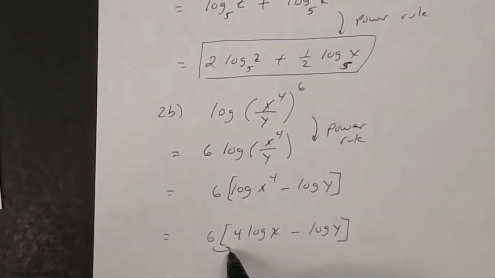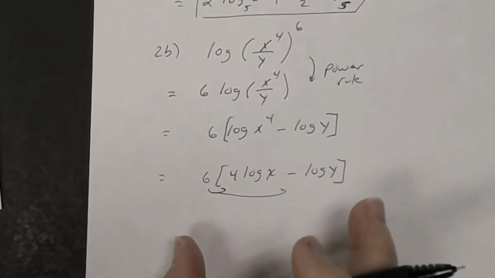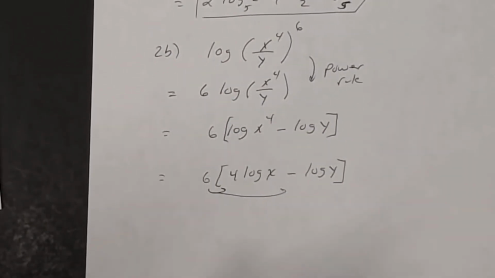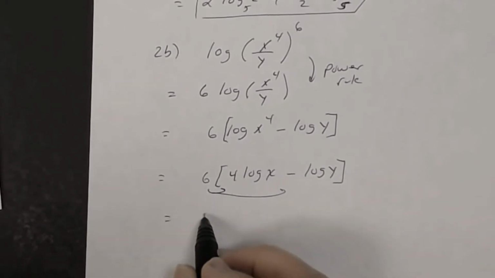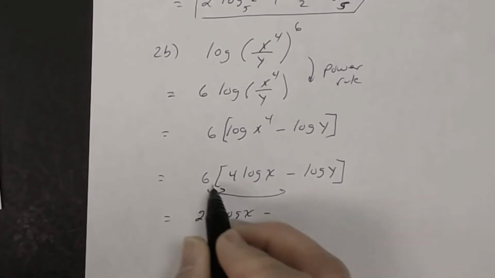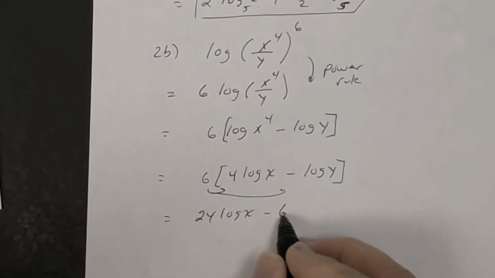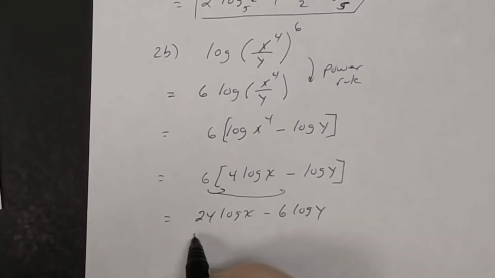Now let's go ahead and get rid of the bracket. All right, so you need to do that also. You need to clear as much of these grouping symbols as possible. And so I get 6 times 4 is 24 log of x minus, and then 6 times log of y is 6 log y. Okay?